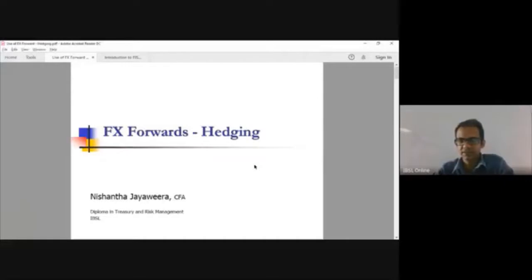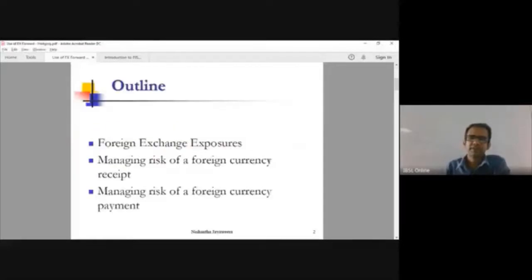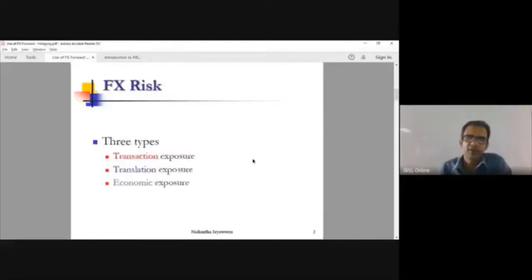You can see the presentation on screen now. Okay, fine. So to discuss FX hedging, first we have to get an understanding of what sort of exposures are related to foreign exchange. We'll discuss foreign exchange exposures. Then we'll discuss how we manage foreign currency risk arising from a receipt and a payment. Then we'll discuss how to hedge mismatches in cash flows.